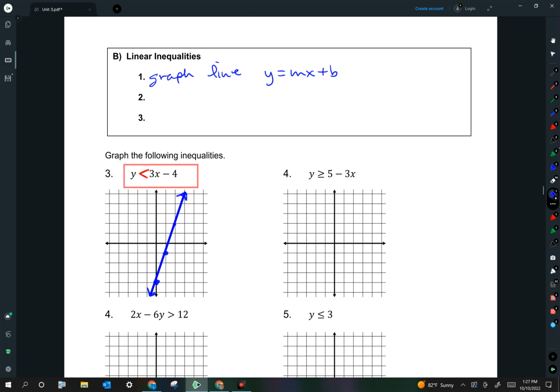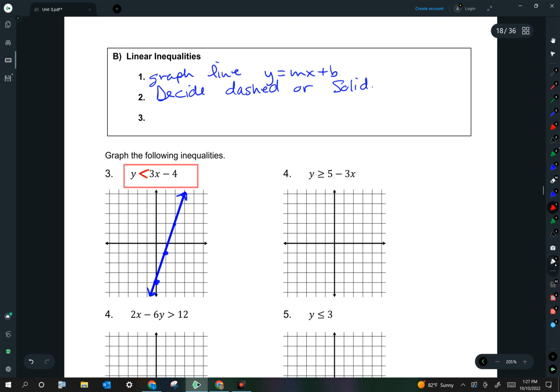Step 2, decide if your line should be dashed or solid. The way you tell is you look at the inequality. Do you see that this inequality is just a less than? It doesn't have an equal to there. The equal to means it's solid, but if it doesn't have the equal to, if it's just a less than or just a greater than, that means it's a dashed line.